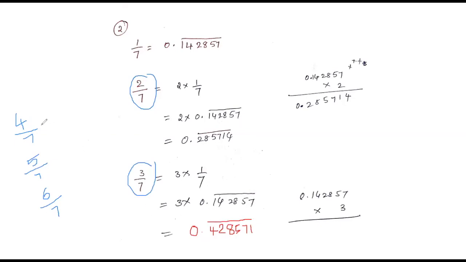Now 4 by 7. 0.571428. Yes. Aditya, what is the answer? 4 by 7 answer? 0.571428. Very good.